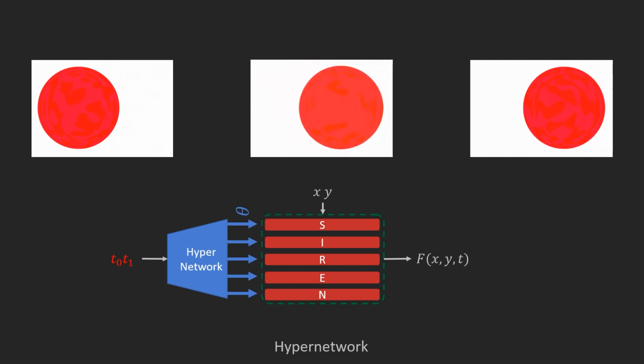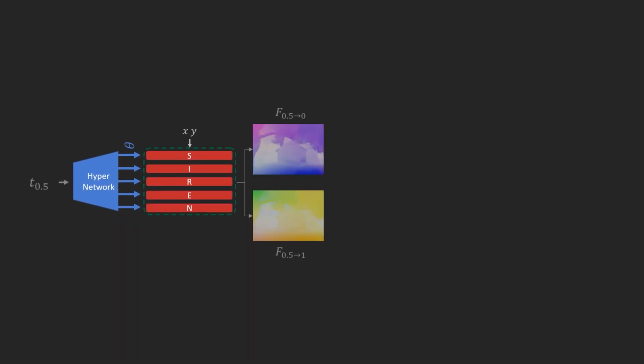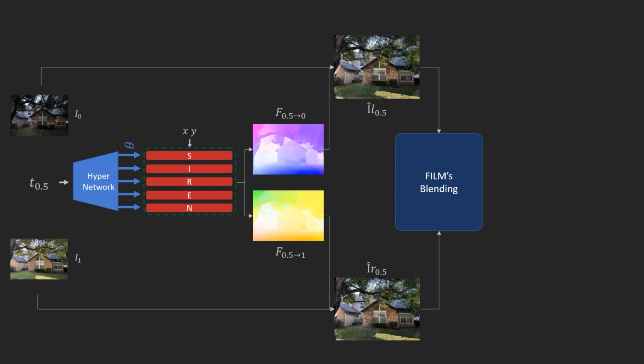To address this problem, our solution estimates the weights of the coordinate-based network using a hypernetwork, thus encoding the two flows simultaneously in a constrained high-dimensional space. At inference, our solution generates interpolated flows from t input coordinates. We combine the warped images generated by these flows using FILM's blending to create the final result.